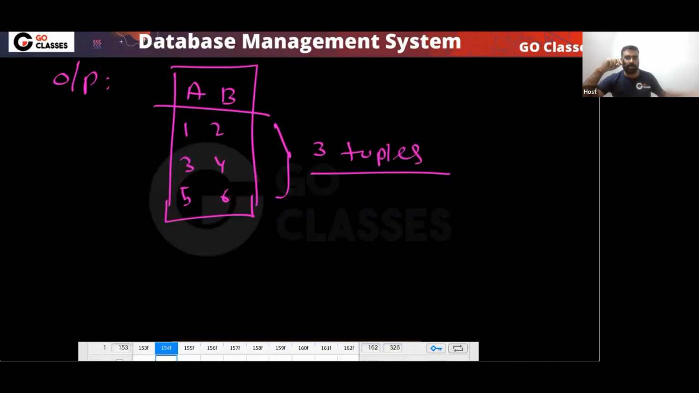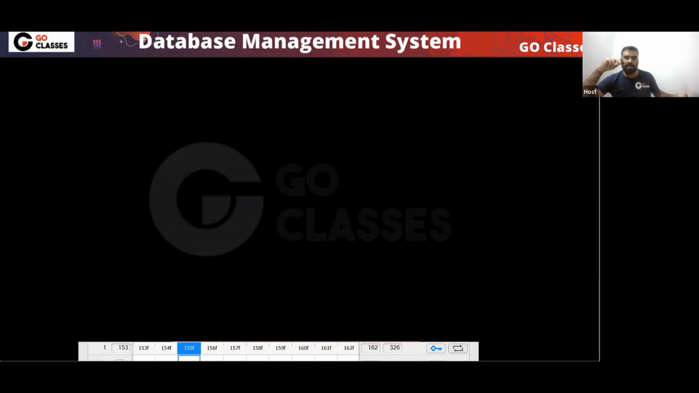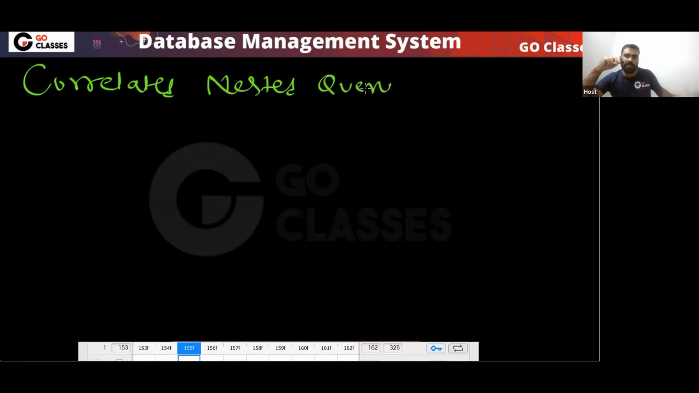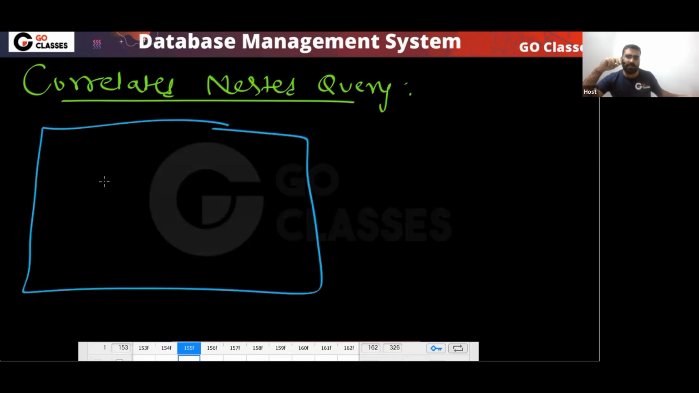So this correlated subquery, isn't it simple? What is happening in this correlated subquery? When you have a correlated nested query, what is the conceptual evaluation? This is the conceptual evaluation. Take one tuple from here. You send that tuple here to check. Agree or not?